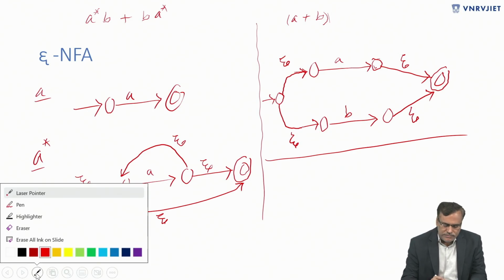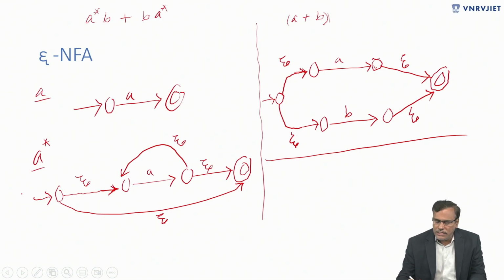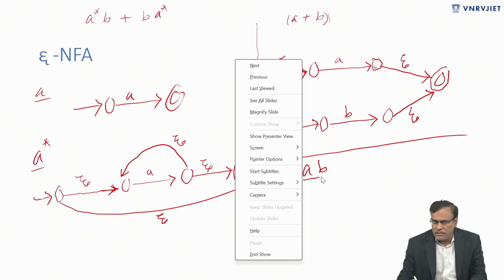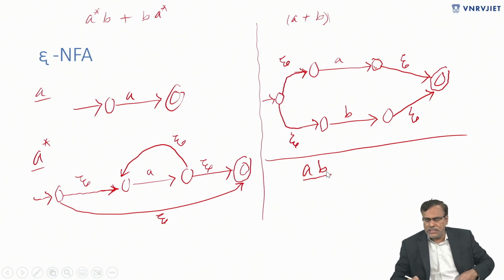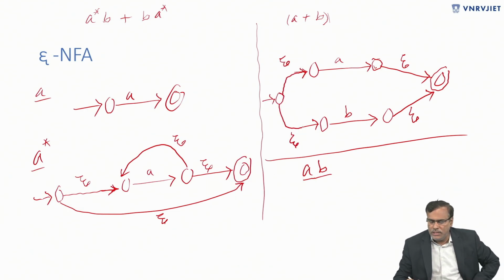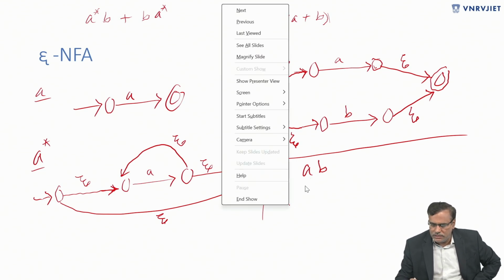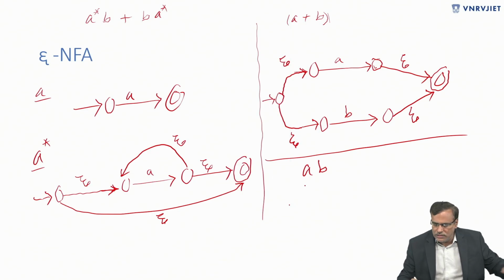Next we look at concatenation. Suppose we have a regular expression, say AB, where A is followed by B. So how do you design for this? You know how to design separately for A and B. This way you are going to design.